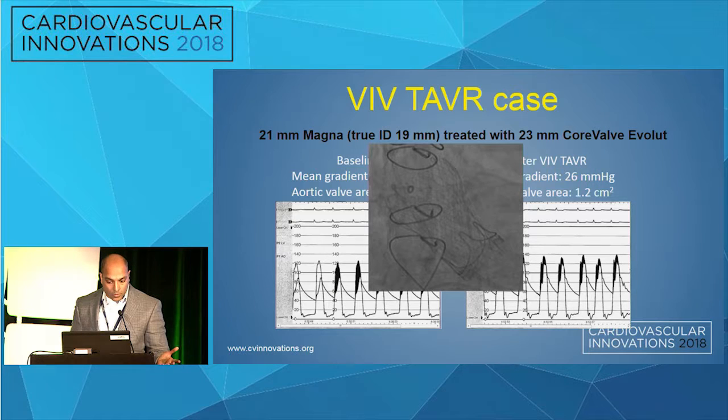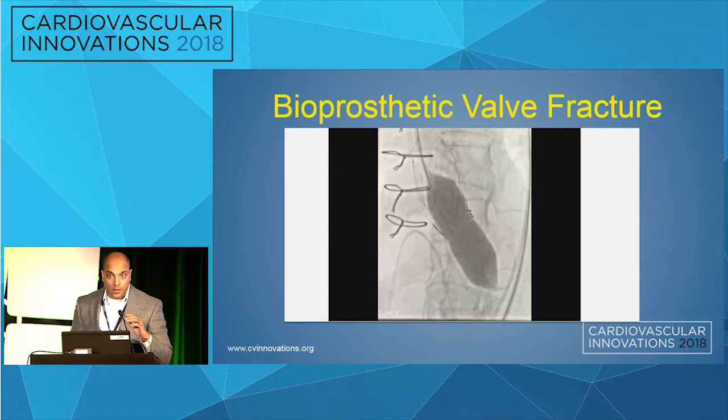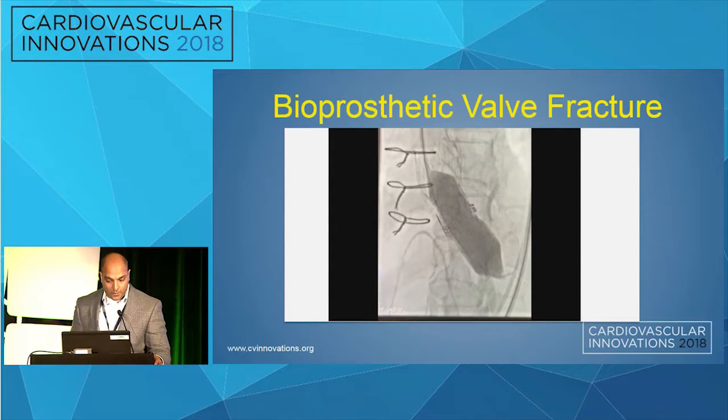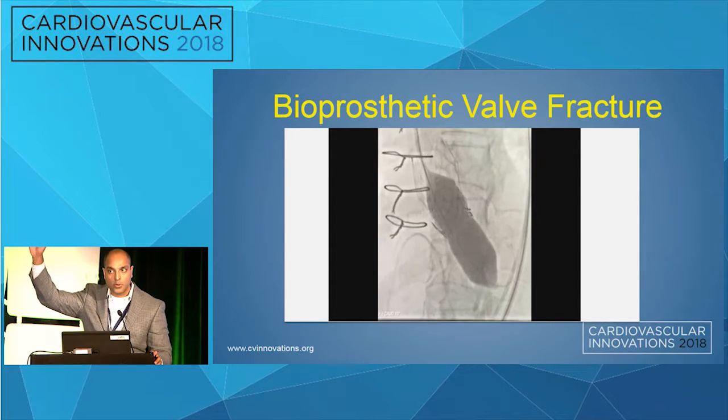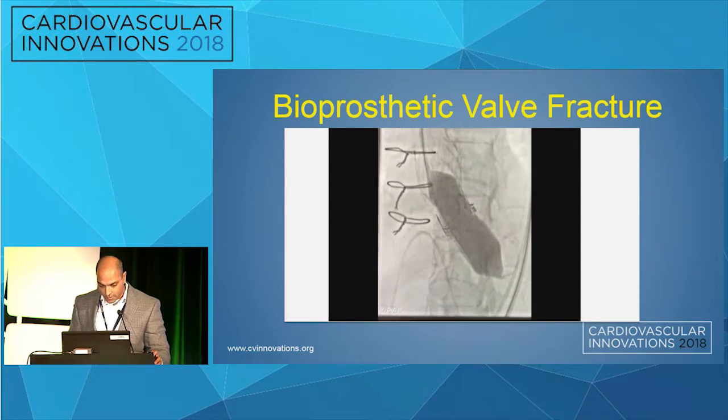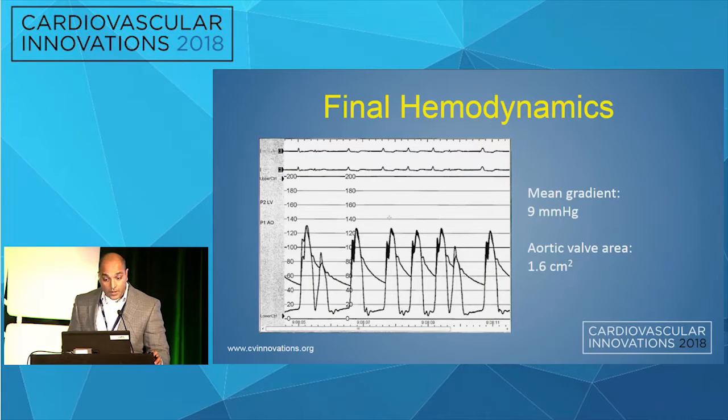Implant depth is important. So, this was our implant depth. It's a nice high implant just like we want, but the hemodynamics are not good. And so we did a bioprosthetic valve fracture, and you can see the waist give there. So just, who's done this? Okay, not everybody. Good. So our final hemodynamics after fracturing the valve were a mean gradient of 9 and a valve area of 1.6, which is much better.